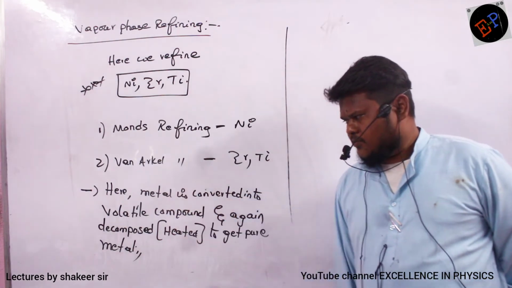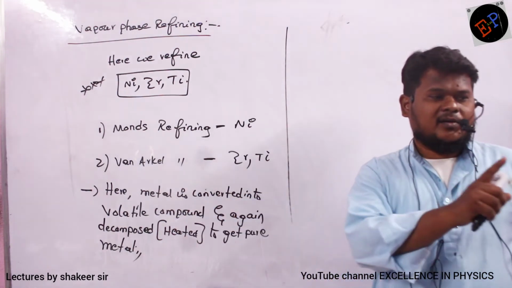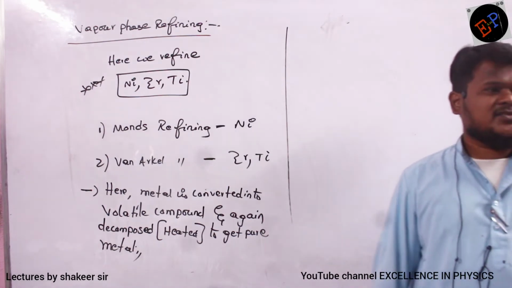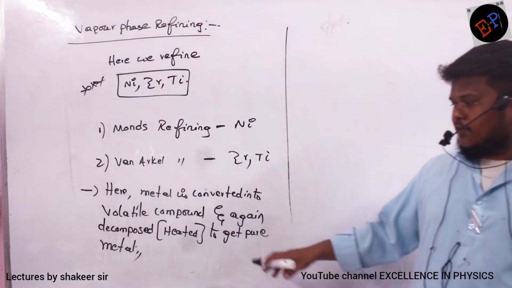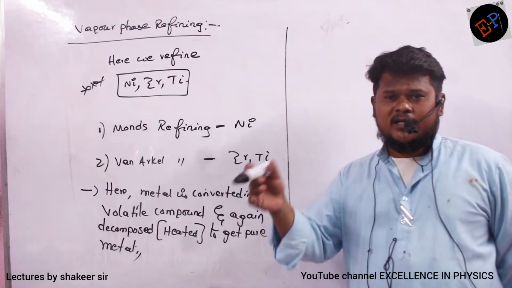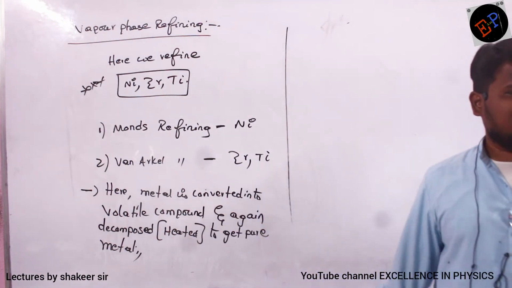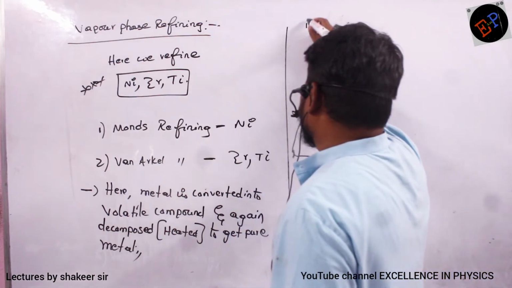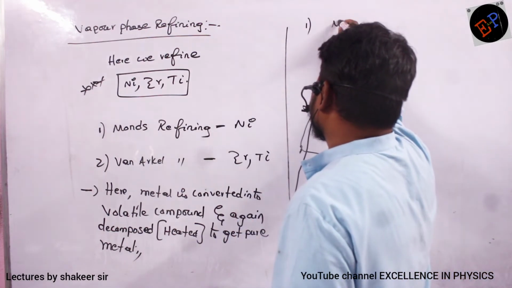Metal is converted into a volatile compound. What is meant by a volatile compound? One which can evaporate very easily is called a volatile compound. Then after converting into that volatile compound, we again start heating it so that I get a pure metal again from this volatile compound. Understood? So first of all we will define the first method, which is called Mond's method.